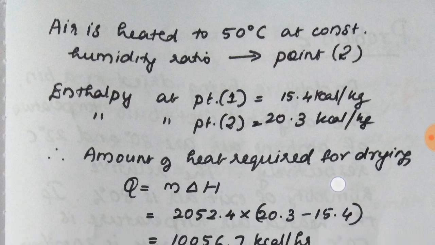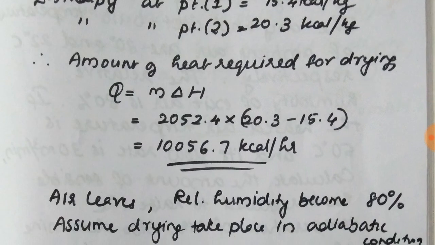So the amount of heat required for drying is given by the equation Q equals m delta H, where m is the mass flow rate of air and delta H is the enthalpy change. So we'll get the answer as 10,056.7 kilocalorie per hour.